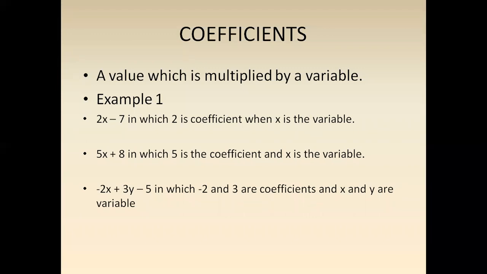Coefficient. Any number which is multiplied by a variable is called a coefficient. So 2 is the coefficient of x. It is very important that x is a variable. Then we call 2 the coefficient. In the next example, 5 is multiplied by x. It is very important for a number or anything to be multiplied by a variable. Here there are 2 variables: minus 2 is the coefficient of x and 3 is the coefficient of y. And once again, it is very important that x and y must be variables.